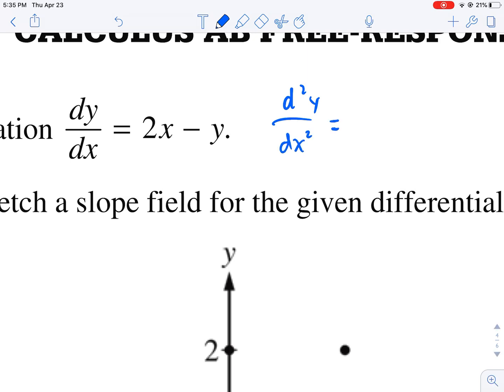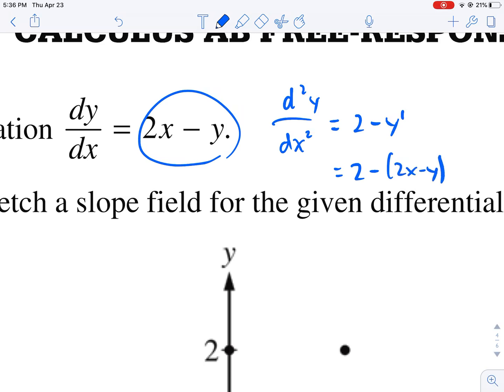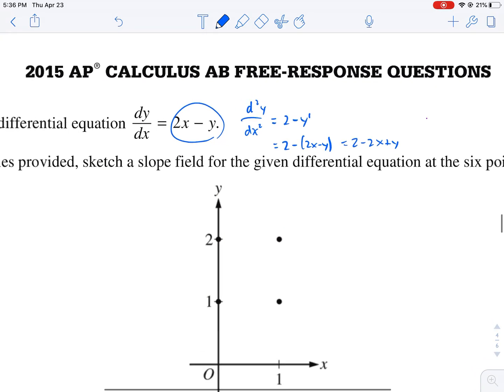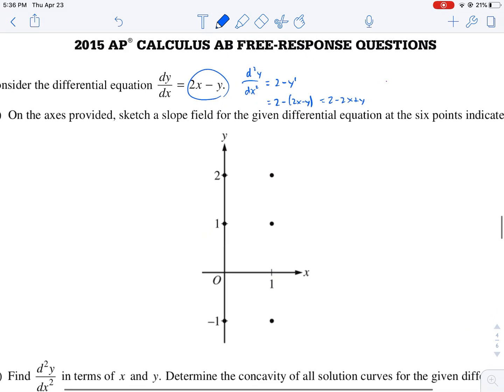So our second derivative is 2 minus y prime, but this is y prime, so it's actually 2 minus (2x minus y), which is equal to 2 minus 2x plus y. So that's our second derivative.